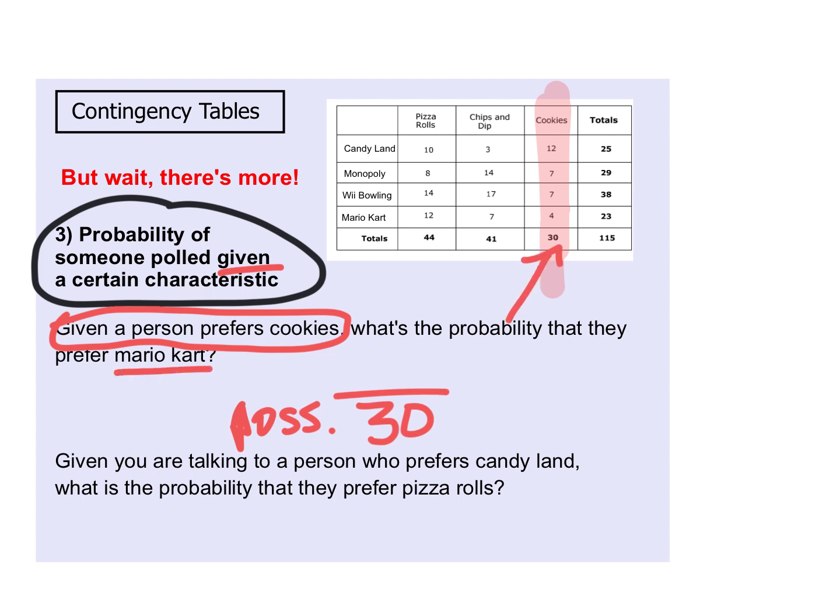Now, they prefer Mario Kart. All right, so of these people, which were the Mario Kart people? Right there. So it's 4 out of 30. Remember, if they hadn't said that given thing, it would have been 4 out of 115. But they said we were only talking to people who liked cookies. So it was 4 out of 30.